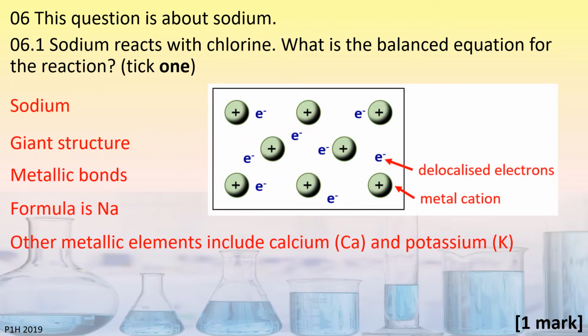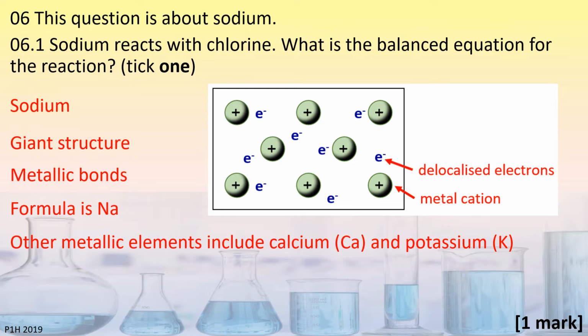Let's look at sodium first. Sodium has a giant structure. A lattice of metal cations is surrounded by delocalized electrons. The two-dimensional diagram shows this structure. The attractions between the cations and delocalized electrons are metallic bonds.